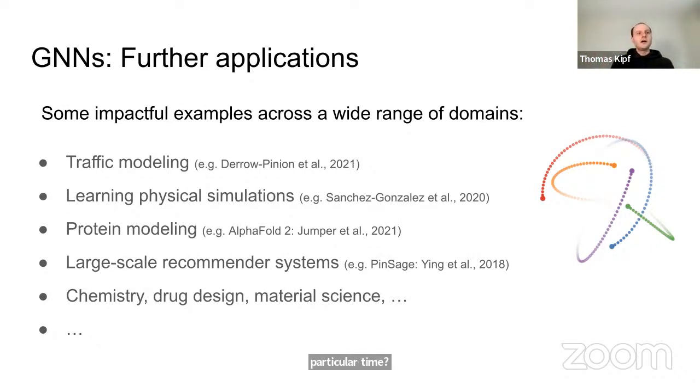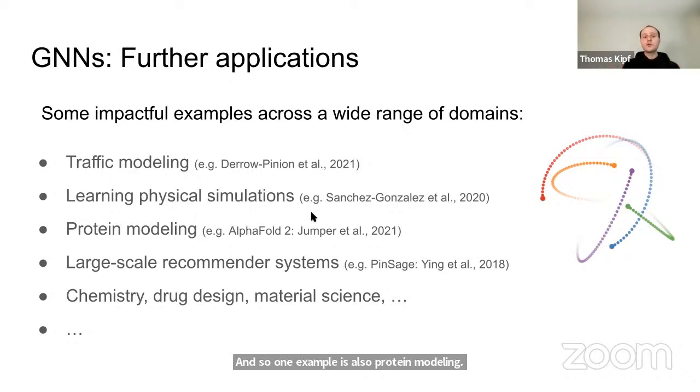You can also use graph neural networks to learn physical simulations. And I'm still going to very briefly go into one example here in a second part of my talk. There's a lot of progress there in learning physical simulations. There's even a recent paper from DeepMind called GraphCast, where they use graph neural networks to learn weather simulations across the globe. And one example is also protein modeling. So I'm mentioning AlphaFold 2 here.